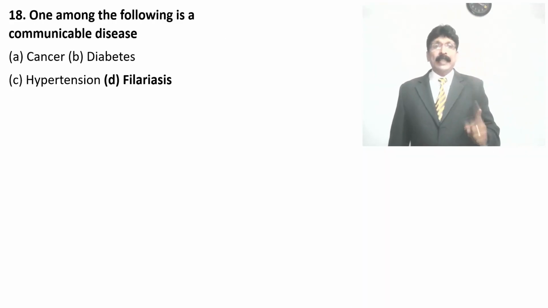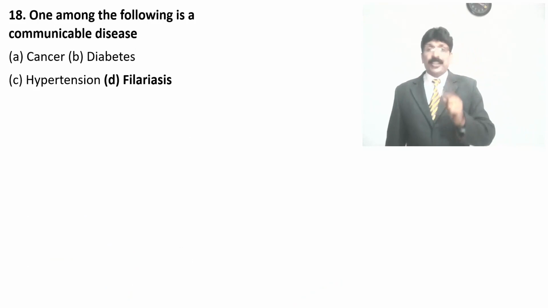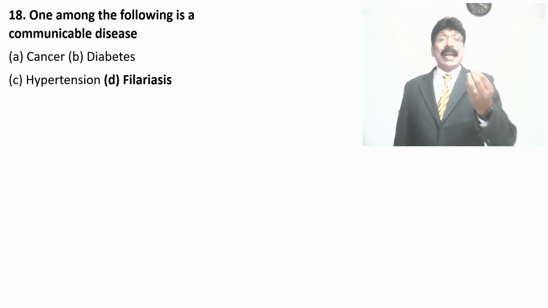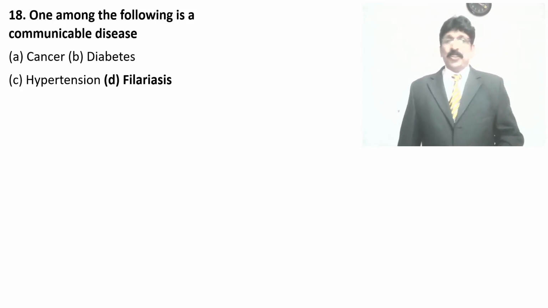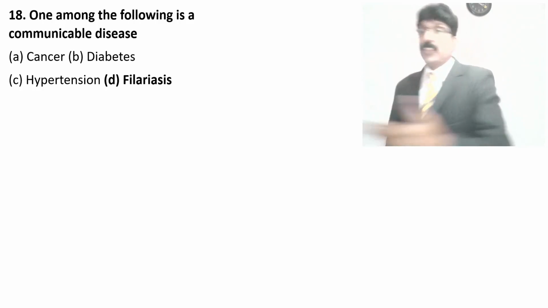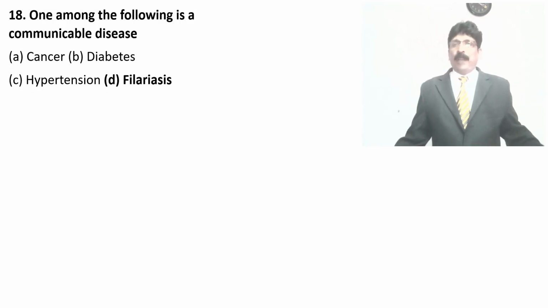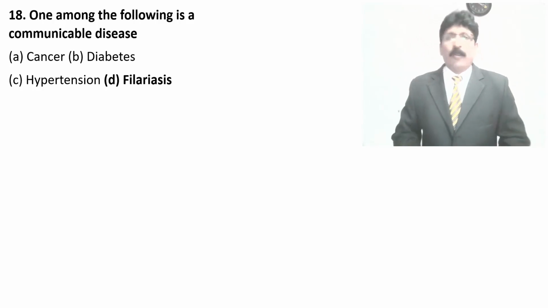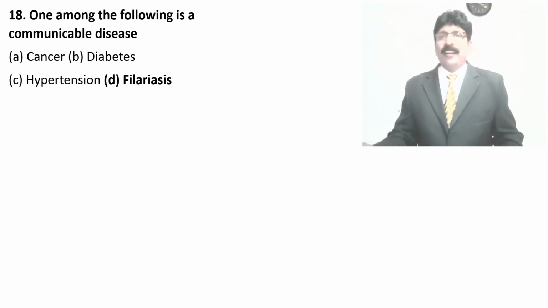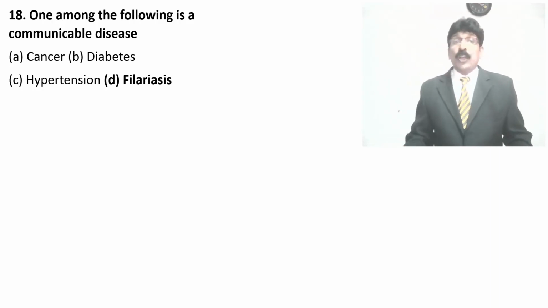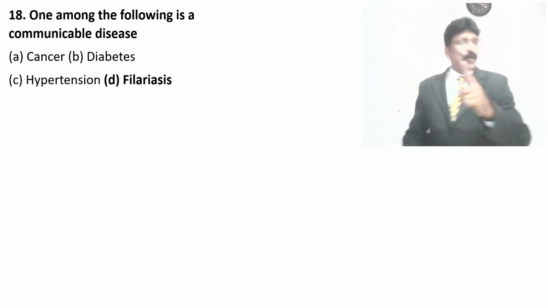And the next one, the 18th question: which one among the following is a communicable disease. So you should know what a communicable disease is. Communicable from one person to another, and it goes on spreading, like we know very well. Almost all the students will know about corona. It's a communicable disease, caused by a virus. So you can see they have given a choice. Cancer is not a communicable disease.